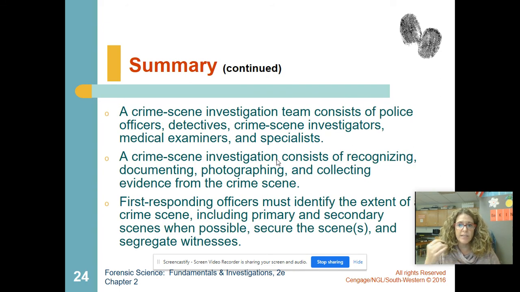Crime scene investigation, right? Those are the people that are involved in the crime scene. So the summary of the unit, these are all the things you should be able to do by the unit test. At the crime scene, you have to recognize, document, photograph, and collect evidence. Those are going to follow those 7 S's. The first responding officer needs to be the one to secure the scene and identify any secondary crime scenes.